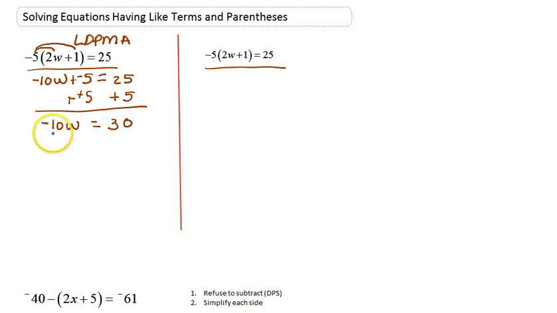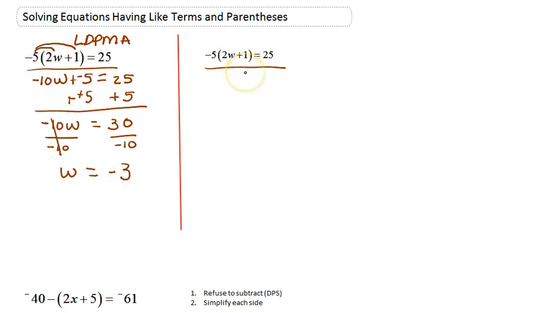Now I have to undo multiplication. I'm going to do that with division. Because it's a negative 10, I need to undo negative 10. These cancel out, and I get w equals negative 3.